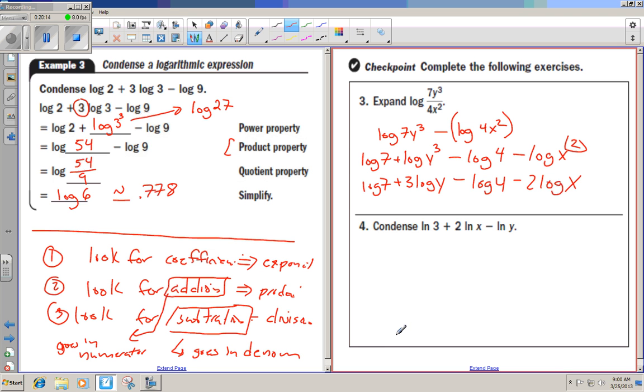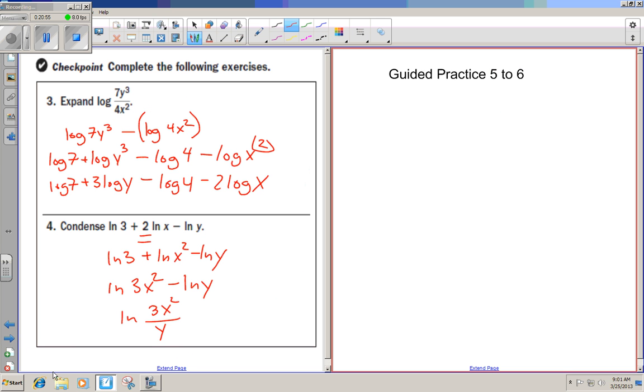We'll have another guided practice here in a minute, but right now let's do a quick condense. Looking for coefficients. Here is a coefficient, so make that an exponent. Look for addition and make it a product. Here we are adding some things, so it should be ln 3 times x squared. When you have subtraction, it means division. Basically, things being subtracted go in the denominator. And that is how we condense.